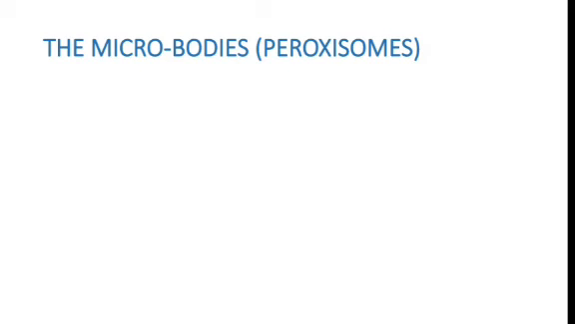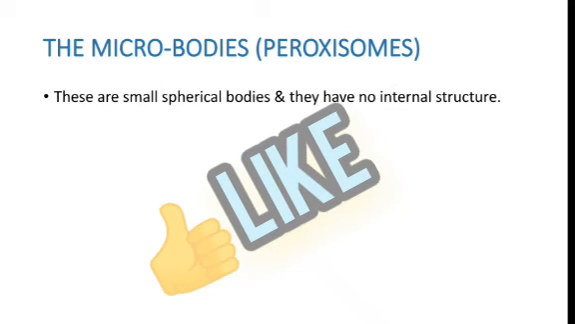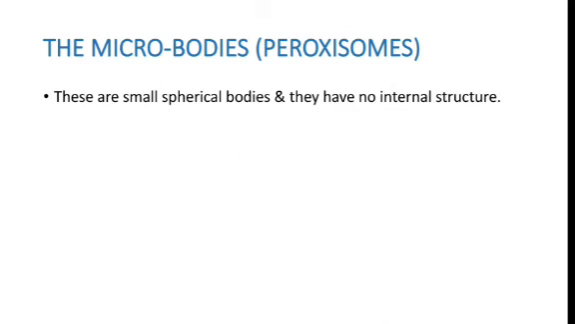So now, having looked at all of these things, we are going to look at another cell organelle called the microbodies, the one that is called peroxisomes. So now, these microbodies, they are small spherical bodies and they have no internal structures. They are just very small spherical bodies which are also found in the cell.